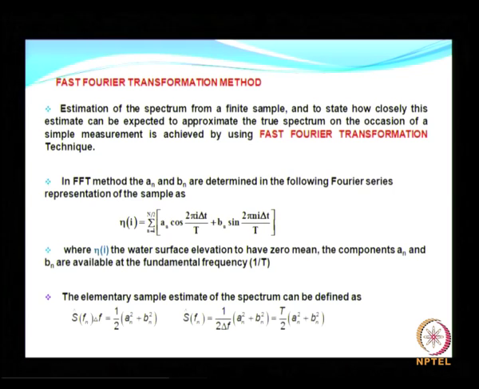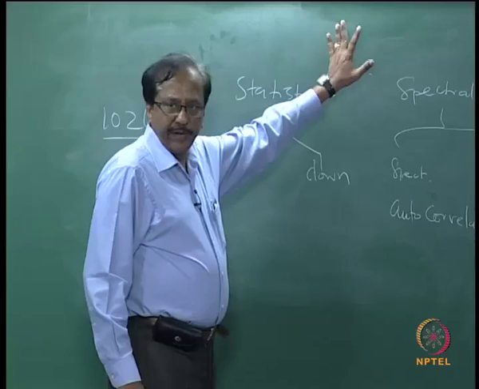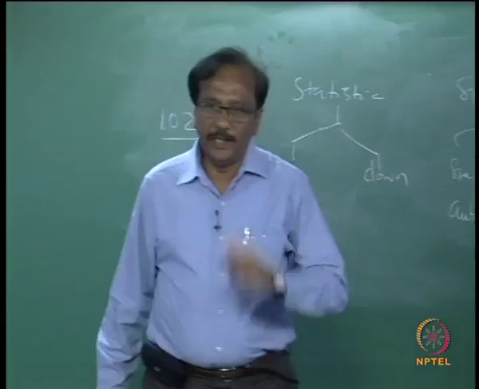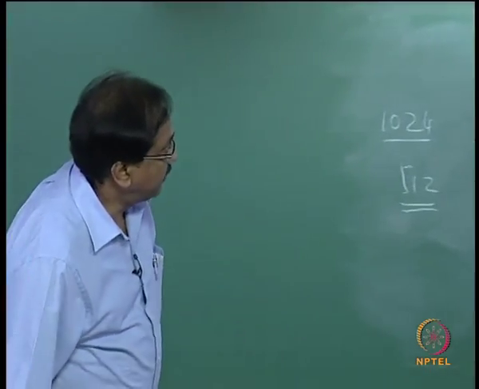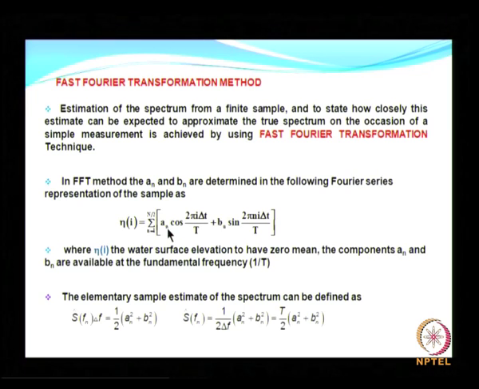This is nothing but the basic Fourier series. So any random signal is assumed to be formed by a number of Fourier series components, and that is why the eta of I is represented as a number of components wherein an and bn will be there, and the one inside cos and sine will be the phase.